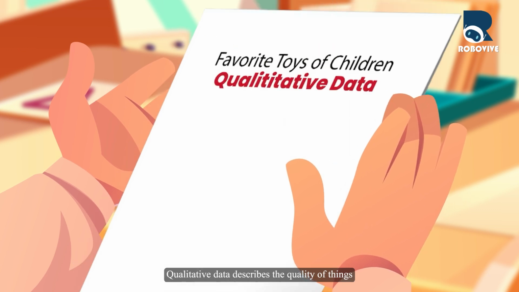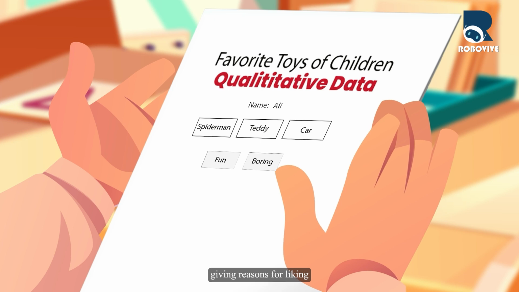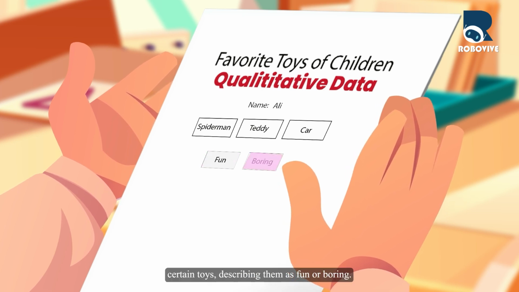Qualitative data describes the quality of things, such as the kids giving reasons for liking or disliking certain toys, describing them as fun or boring.